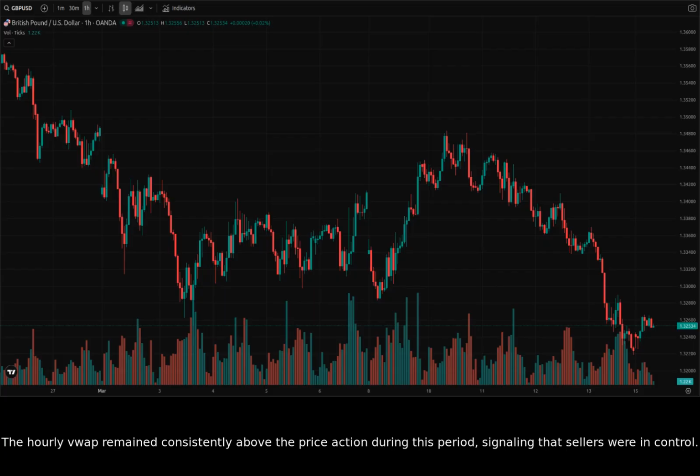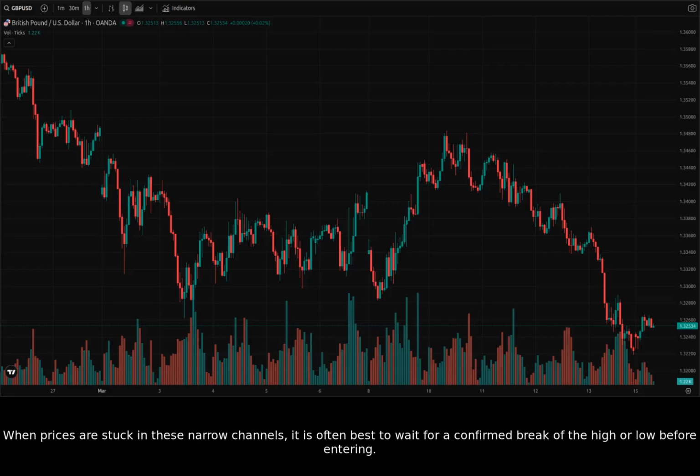The hourly VWAP remained consistently above the price action during this period, signaling that sellers were in control. We can see a clear rejection at 1.357 on the morning of February 26th, followed by a steady bleed toward 1.345. This suggests that even before the March GDP data, the market was already positioning for a weaker pound. Short-term traders should note that the 1.345 level acted as a temporary floor before the final breakdown occurred.